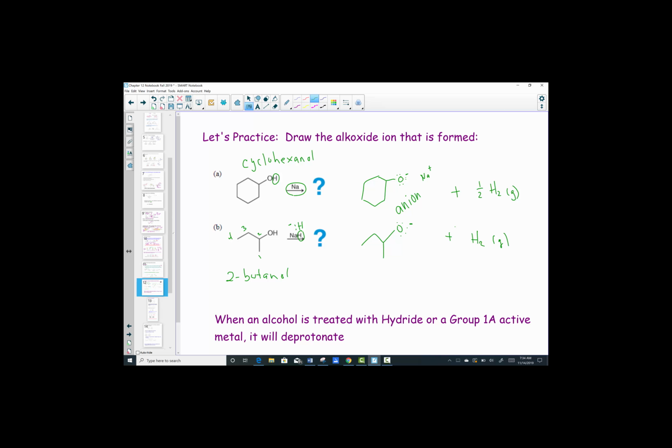So anytime you see that hydride or an active metal, you just simply deprotonate the alcohol to form the anion, which is now ready to move into a next step in your synthesis strategy. Every one of those in the homework problem will follow this trend. There are no tricks with this problem.